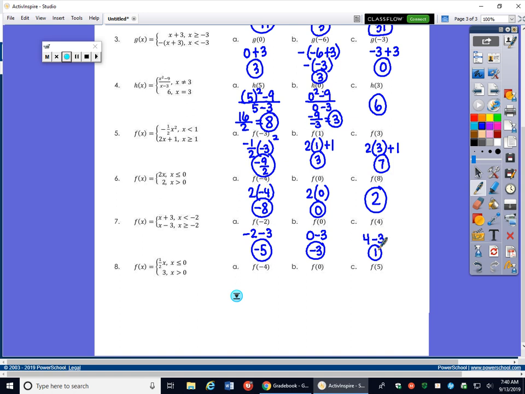And number 8, negative 4 is going to happen when it's less than or equal to 0, which is the top equation. So 1/2 times negative 4, which is negative 2. 0 is when it's equal to 0. That's the top equation again. So 1/2 times 0, which is 0. And 5 is when it's greater than 0, so it's just going to be 3. Pretty simple. And we're done.